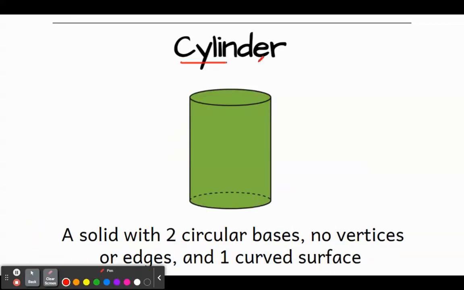We have a cylinder. A cylinder is a solid with two circular bases. That means the top is a circle, and the bottom is a circle as well. It has no vertices, so it has no corners, and it has no edges because it doesn't have any places where faces meet, and then one curved surface. So this is a cylinder. It has two circular bases.